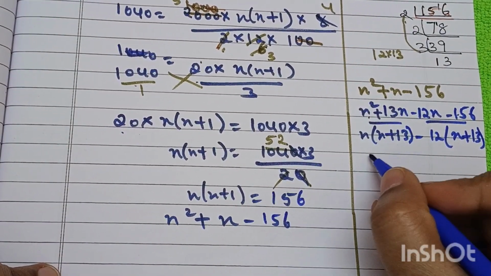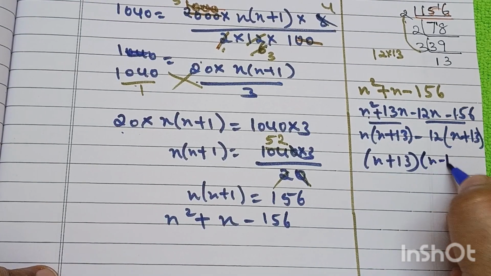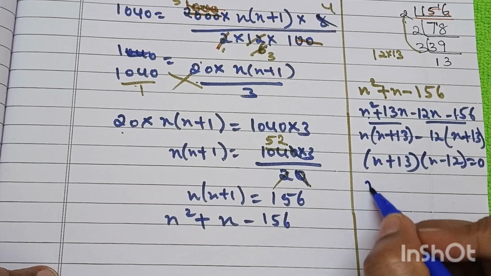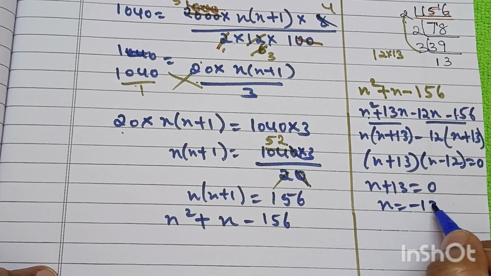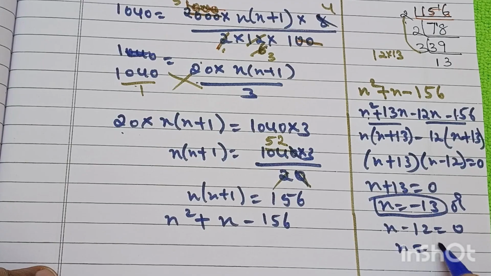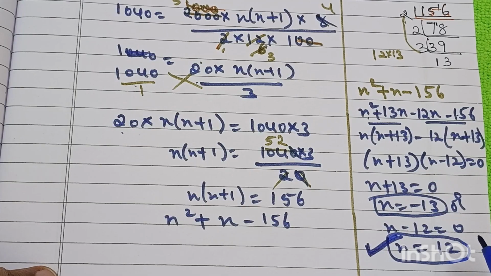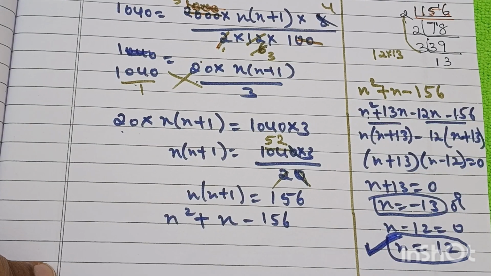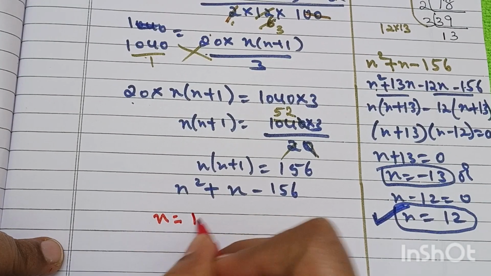The common factor is n plus 13, and the cofactor is n minus 12, equals 0. So n plus 13 equals 0, so n is equal to minus 13, or n minus 12 is equal to 0, so n is equal to plus 12. Always take the positive value, not the negative value. So this n value is 12. Write the answer as n is equal to 12.